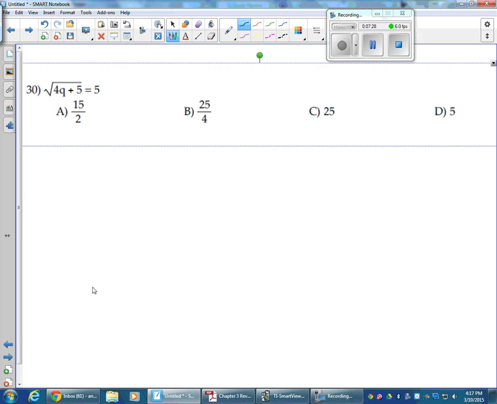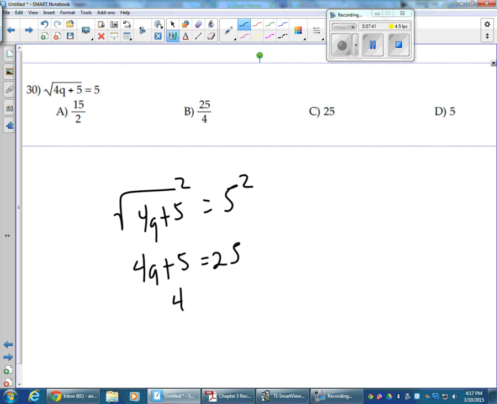Number 30. The square root of 4q plus 5 equals 5. Just square both sides. So this side it just removes the square root. And this side you get 25. Subtract 5 from both sides. You get q is equal to 5. Make sure you can plug it back in and it really works. 4 times 5 is 20. Plus 5 is 25, square root, that's 5. So it does really work. So my answer is D.